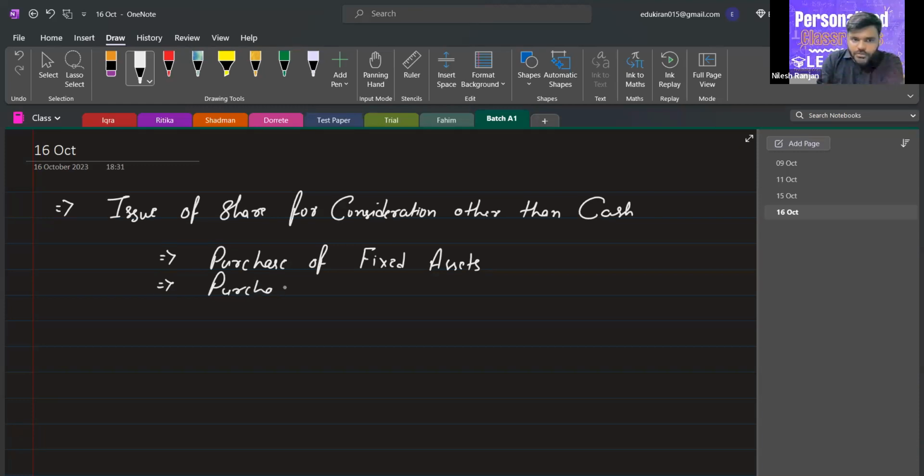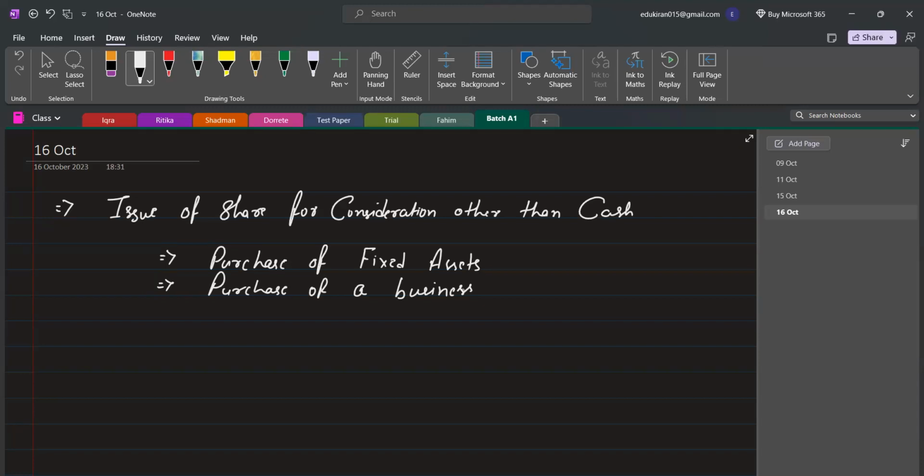Purchase of a business. In the same manner, when we buy a business, we take all the assets and liabilities of the business and their operation also. In that case, we can issue our share for it, or we can issue our share along with cash payment. There may be different combinations for payment, so we can do this.